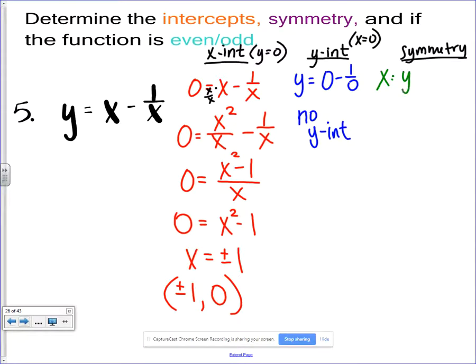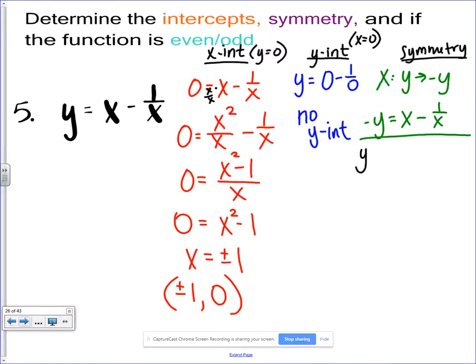Let's go for x-axis symmetry now. If I take my y and make it negative, is there any way for me to simplify this to recreate the original problem? The answer is no. You might think, okay, maybe I can divide this negative off of this y, but if I do that, I have to do that to the other side, and then it's even more messed up. Okay, so this has no x-axis symmetry.